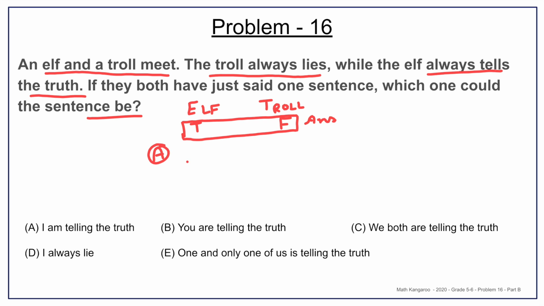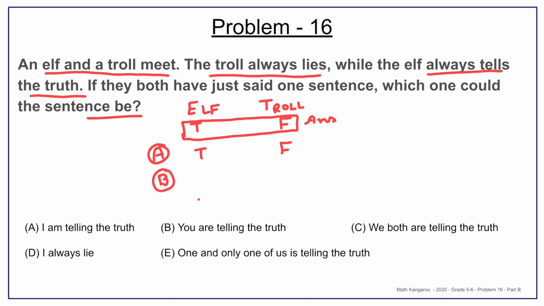"I am telling the truth." If the elf says I'm telling the truth, this is true. If the troll says I'm telling the truth, trolls always tell lies, so that is a false statement. Option B: "You are telling the truth."